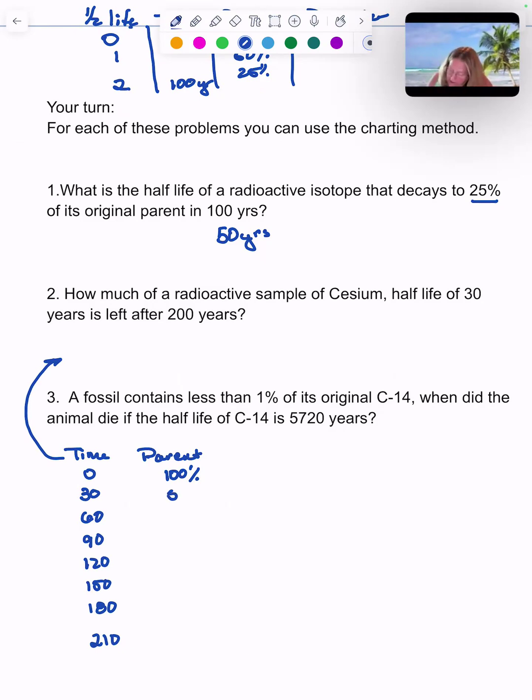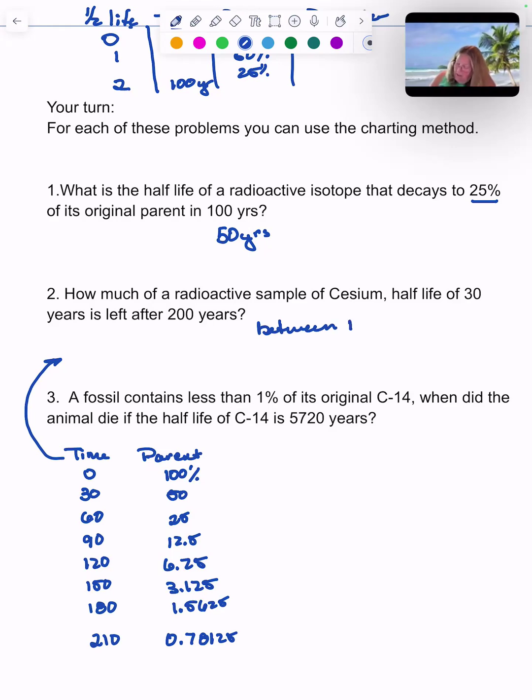So we had 100. This is going to be 50, 25, 12.5, 6.25, 3.125. I'm going to grab my calculator, make the math go much faster. 3.125, we're going to divide that by 2. This is going to be 1.5625. Divide that by 2. And that's going to be 0.78125. So how much is left? It's going to be between 1.56% and 0.78%. And you can answer a question just like that.